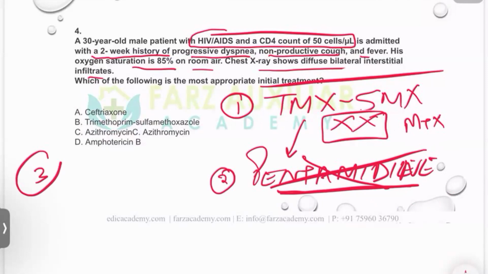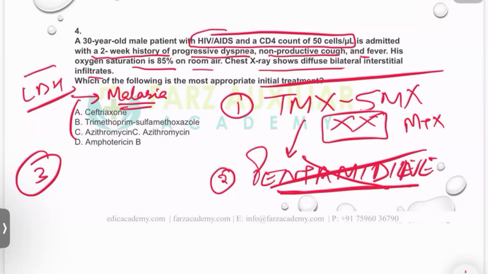What will you do? As I told you, LDH-releasing organisms. One organism I told you was malaria. So all the malarial drugs, they work very well in case of PCP. So the other option is clindamycin plus primaquine combination.